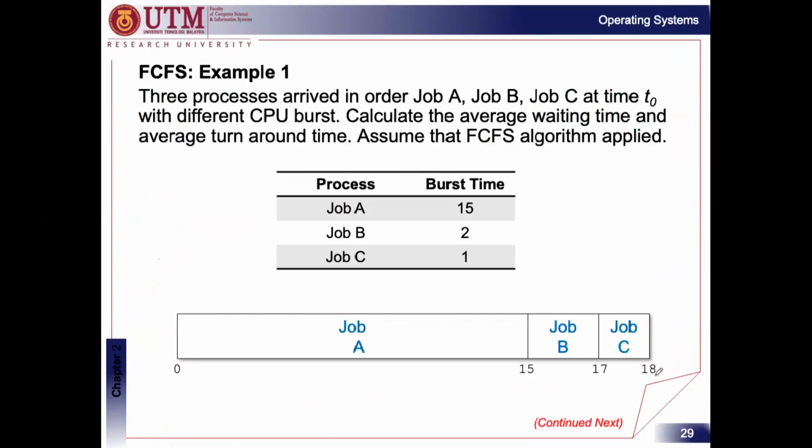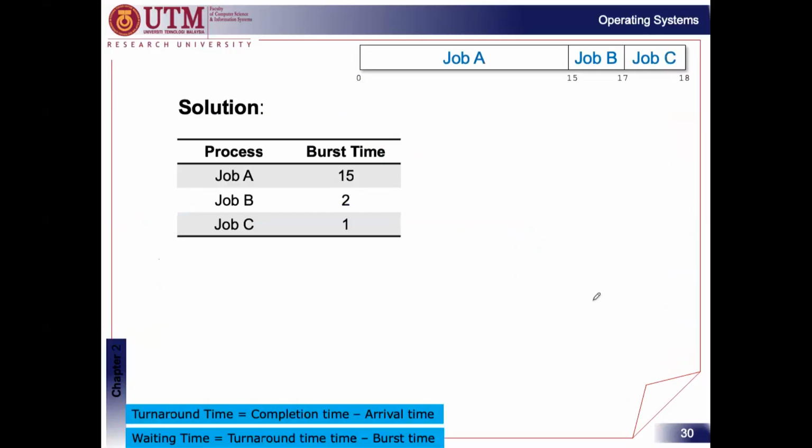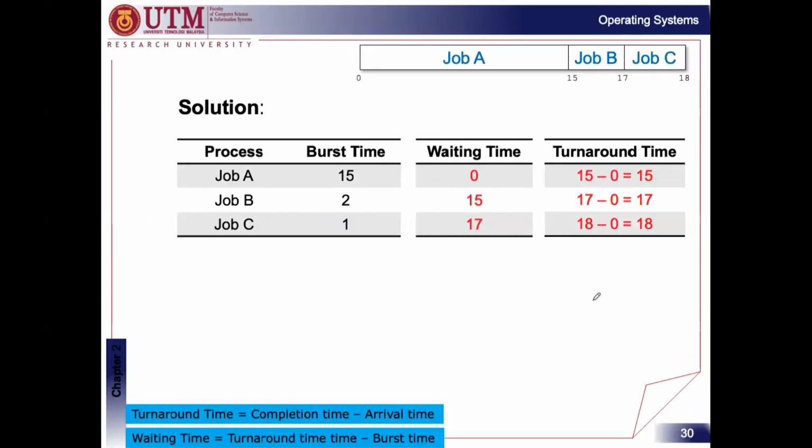And then for the first come first serve example 1, three processes arrive in order. We have job A, job B. They arrive in order at T0 with different CPU bursts, in sequence A and B. It is similar to our explanation just now. Just click this and then you can check whether it's correct or not.